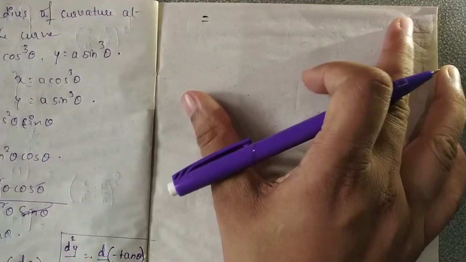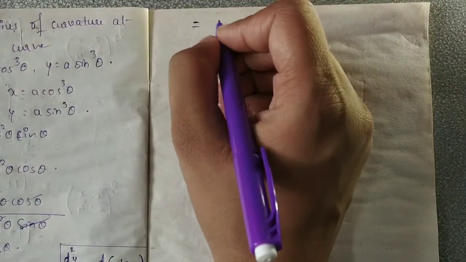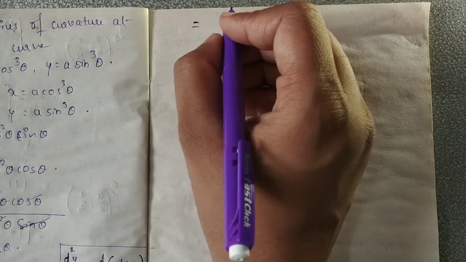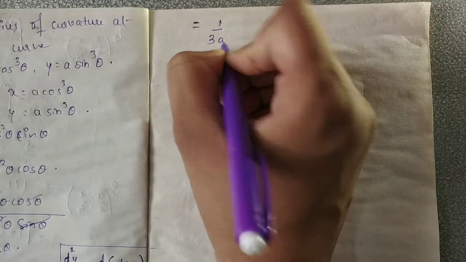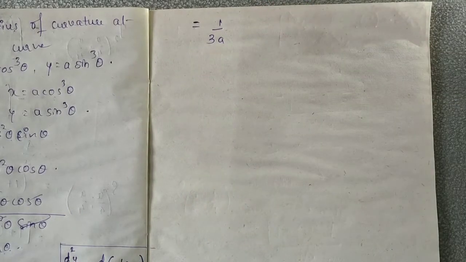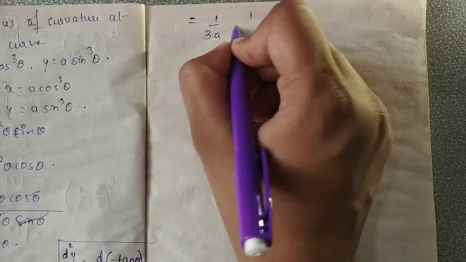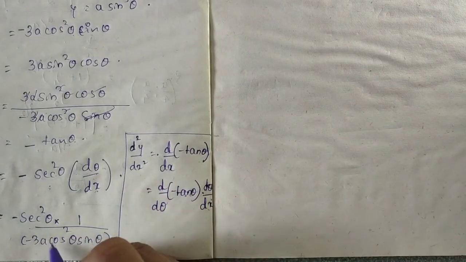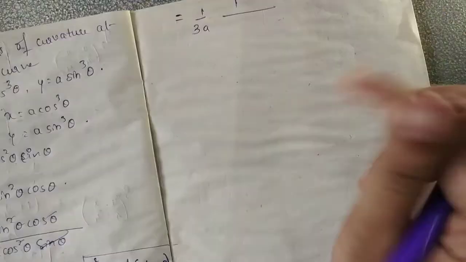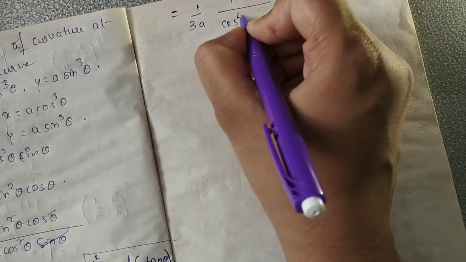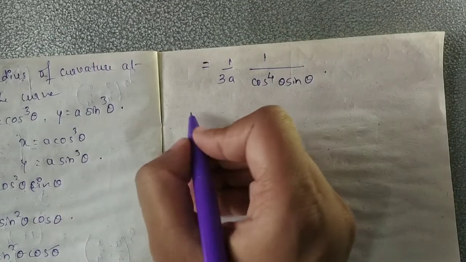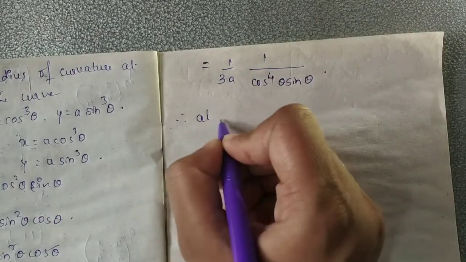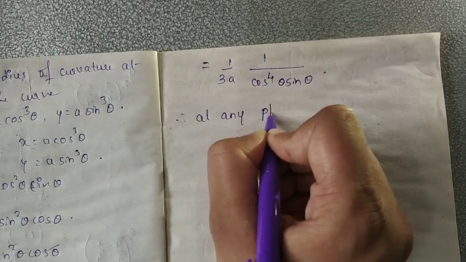So this will be equal to 1 by 3a, negative will cancel. 1 by, I think secant square can be written as 1 by cos square. 1 by cos square into cos square, cos raised to 4 theta into sin theta.